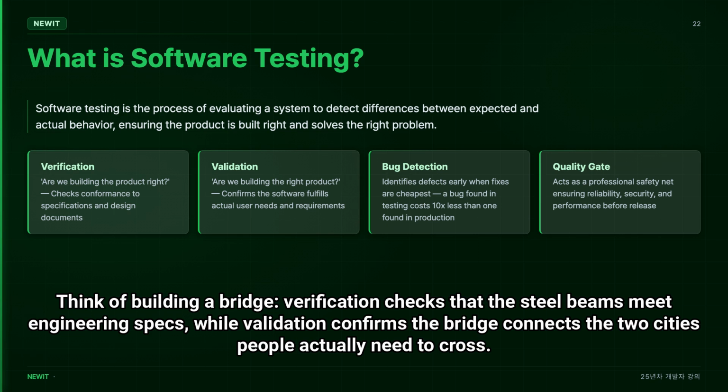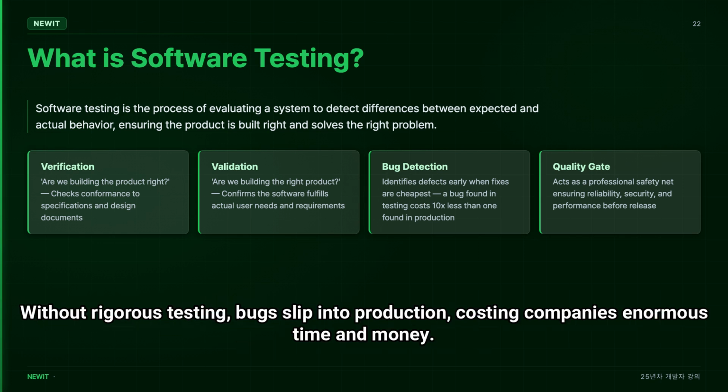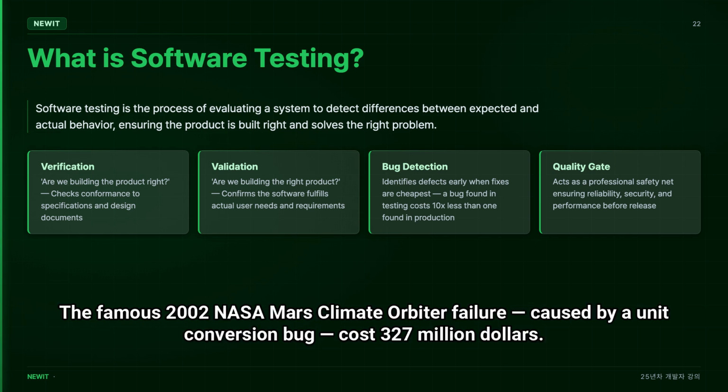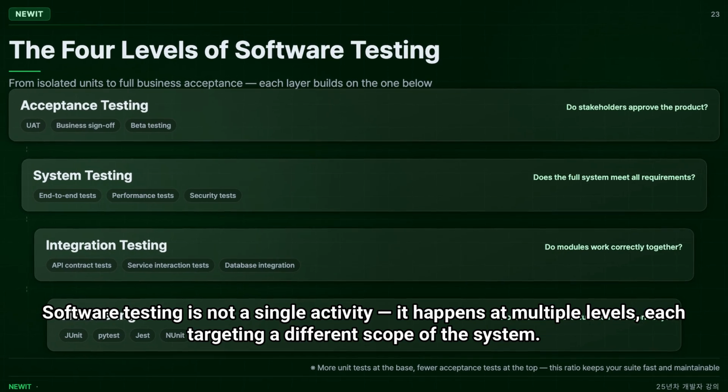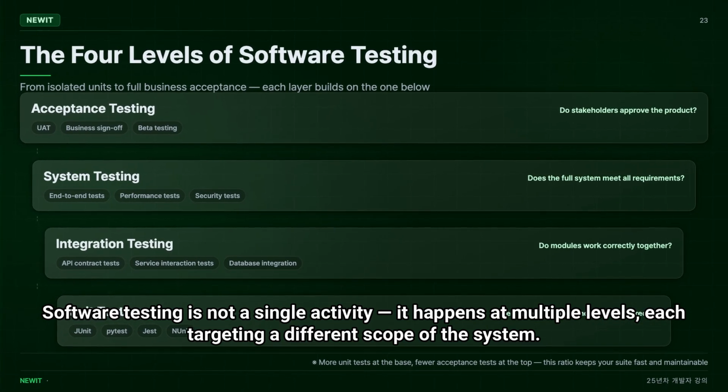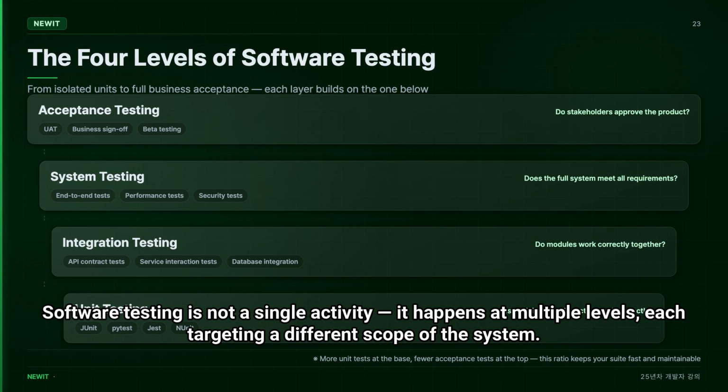Without rigorous testing, bugs slip into production, costing companies enormous time and money. The famous 2002 NASA Mars Climate Orbiter failure, caused by a unit conversion bug, cost $327 million. Testing is not optional. It is a professional obligation. Software testing is not a single activity. It happens at multiple levels, each targeting a different scope of the system.